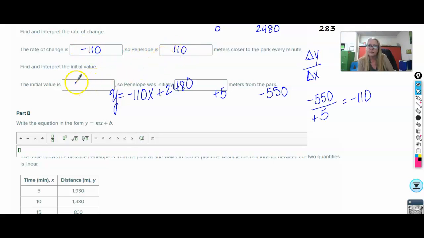The initial value, that's our y-intercept, that would be 2480. So Penelope was initially 2,480 meters from the park. And then down here, they would want you to write the equation in y equals mx plus b. So you would type y equals negative 110x plus 2480. Don't put spaces or anything, just y equals negative 110x plus 2480.